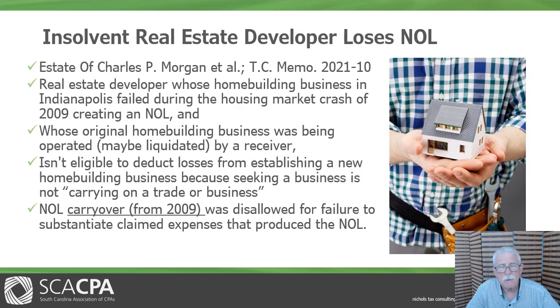The estate of Charles P. Morgan, an insolvent real estate developer. Now, the estate is not insolvent, but the company that was in the home building business apparently is insolvent. A federal judge has placed the affairs in the hands of a receiver, and Mr. Morgan, before his death, was busily engaged in trying to get reestablished in the home building business or some related enterprise.